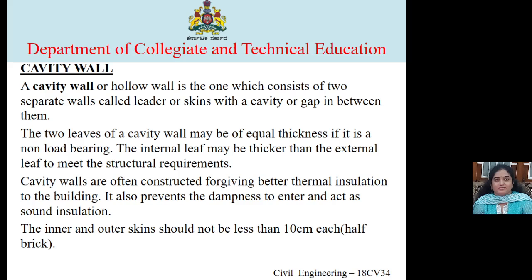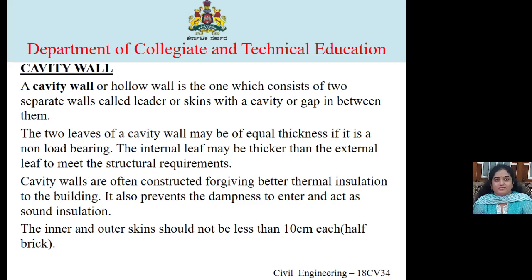Next, we'll move on to the cavity wall. So this is somewhat a special type of wall which is not common. As the name suggests, there will be a cavity or hollow space between the walls. The cavity wall or hollow wall is one which consists of two separate walls called leaves or skins with a cavity or a gap in between them. A gap between the two thin walls.